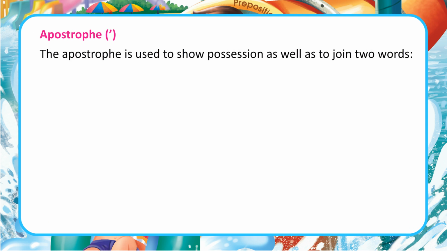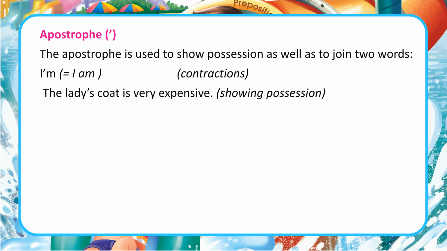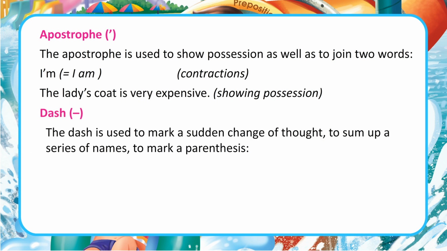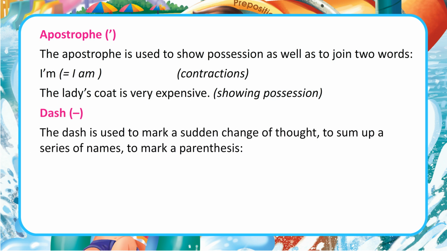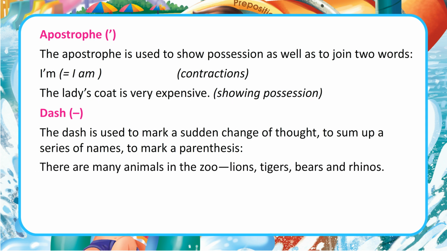Apostrophe. The apostrophe is used to show possession as well as to join two words. I'm equals I am, contractions. The lady's coat is very expensive, showing possession. Dash. The dash is used to mark a sudden change of thought, to sum up a series of names, to mark a parenthesis. There are many animals in the zoo: lions, tigers, bears and rhinos.